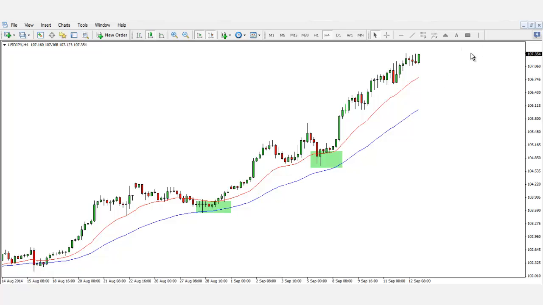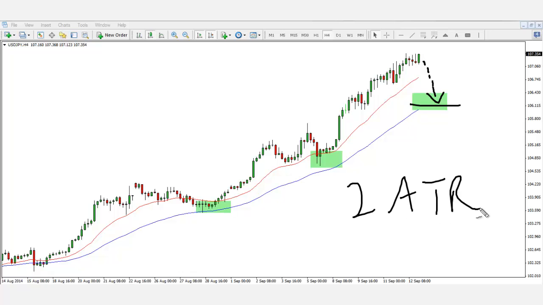So my plan for this pair is that should price retrace towards this green area over here in the coming week, I'll look to get long, right? And my stop, usually I use a 2 ATR. So that's my game plan for the dollar yen, and we'll see how it goes in the coming week.